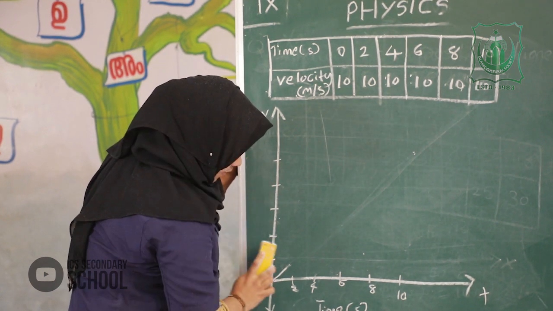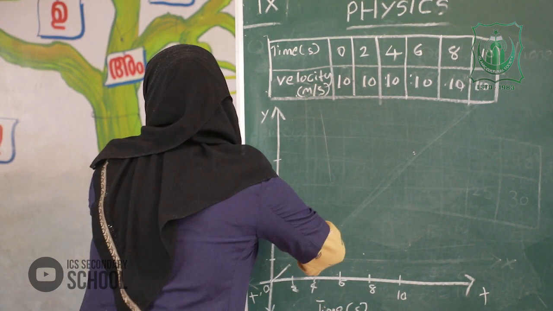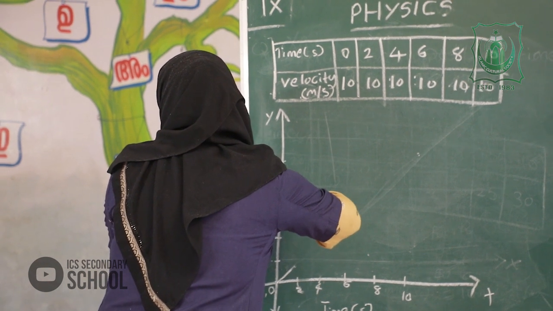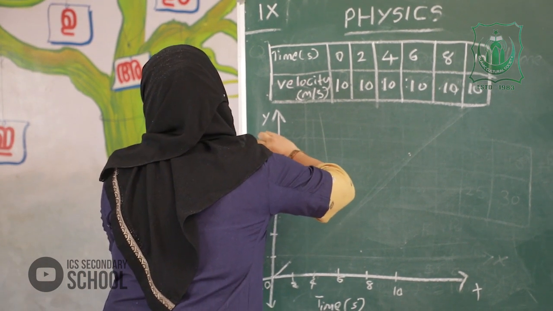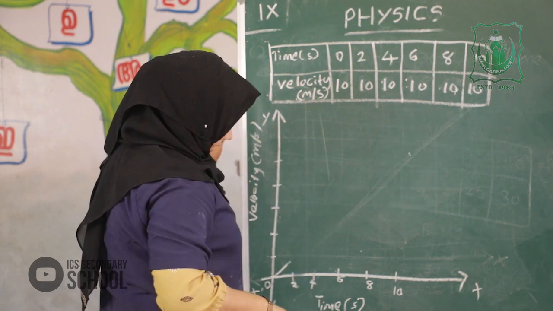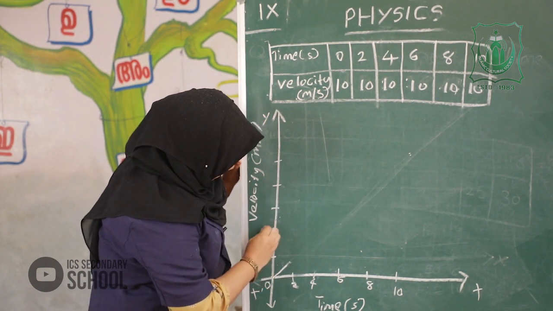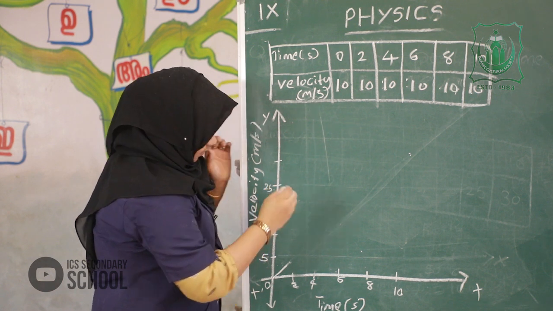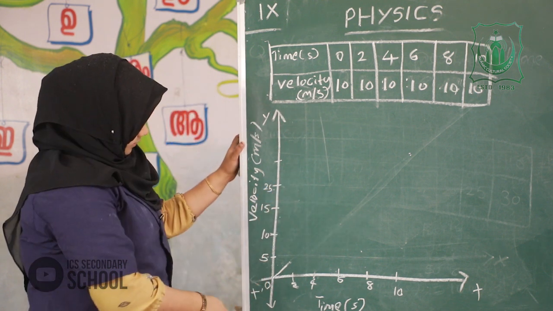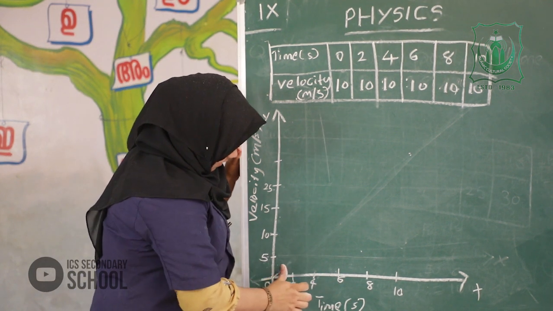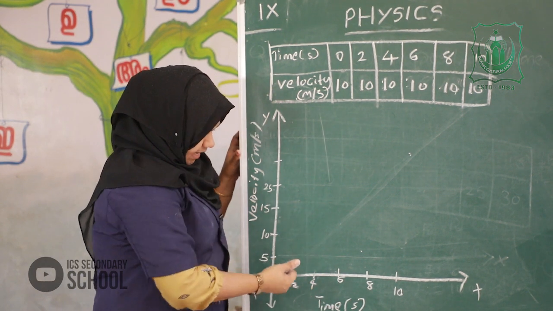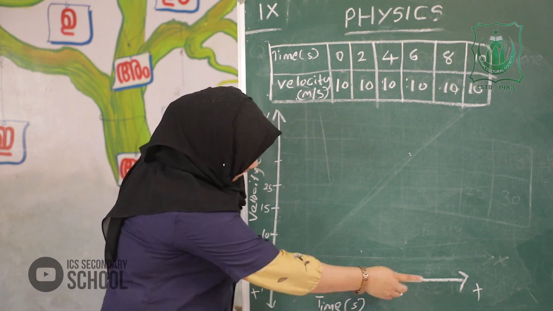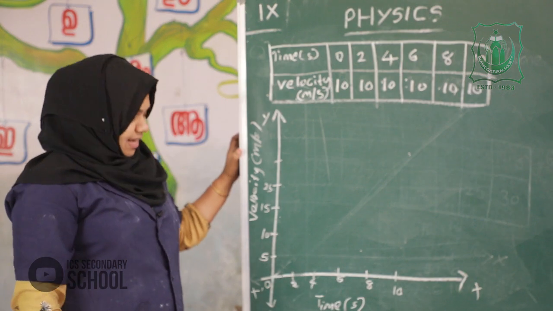Here on the y-axis we mark velocity. The velocity unit is meter per second: 5, 10, 15, 25. I take 5 centimeter of scale here. Then on the x-axis, 2, 4, 6, 8, 10. Time is the same like that.